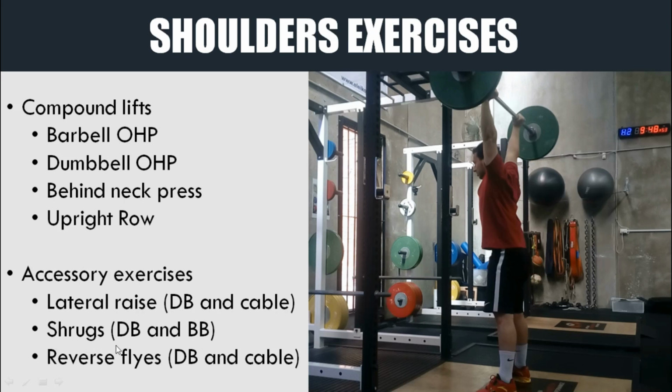One thing that's important to do with shrugs is to make sure we get that full shoulder elevation, but we also get a little bit of retraction as well. So at the bottom, let your shoulders slump forward and down, and then when we come up, we want to squeeze them back and up. That's going to fully activate those upper trap muscles. We can then have things like reverse flies, which we can do with dumbbells or with cables again, and that's going to mainly emphasize the posterior deltoids and a little bit of the traps as well.